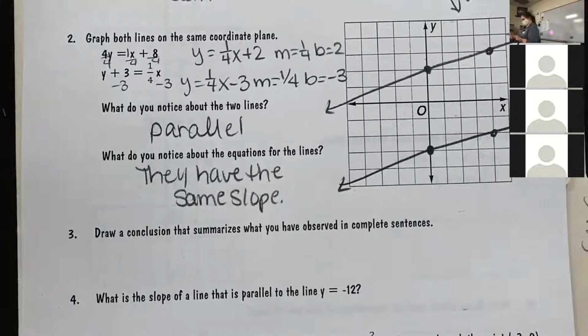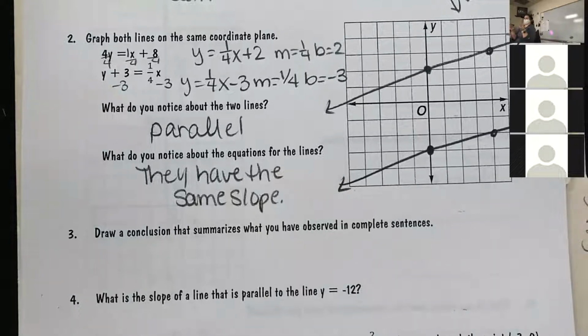Okay, and then the next one, you guys are going to say, we're not in English class, but too bad, we're doing it. It says, draw a conclusion that summarizes what you observed in complete sentences. We have to actually write a complete sentence. That's not what you do. It is what we're doing in math today, though.